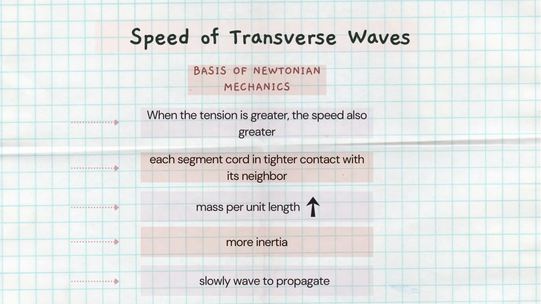This formula makes sense qualitatively on the basis of Newtonian mechanics. That is, we do expect the tension to be in the numerator and the mass per unit length in the denominator. Why? Because when the tension is greater, we expect the speed to be greater since each segment of cord is in tighter contact with its neighbor. Also, the greater the mass per unit length, the more inertia the cord has and the more slowly the wave would be expected to propagate.